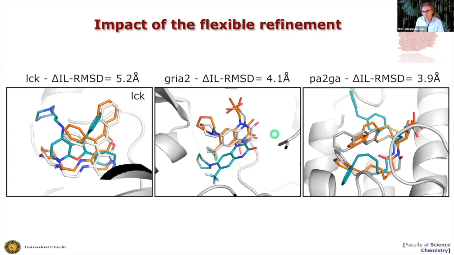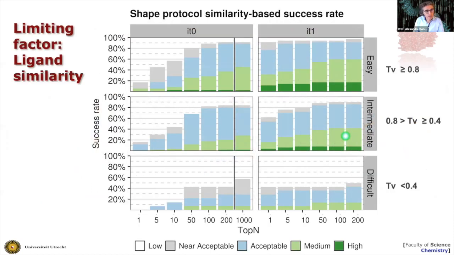The same is true here, and this seems to be even more dramatic. So flexible refinement really helps in that case to improve both the ligands and the protein conformation, but mainly the ligands. Now, what are the limiting factors to apply this protocol? So this is clearly not something that you want to use for screening libraries of ligands, going back to the first talk of today. But this is more a protocol that you want to use if you need to generate some good starting model to do structure-based drug design.